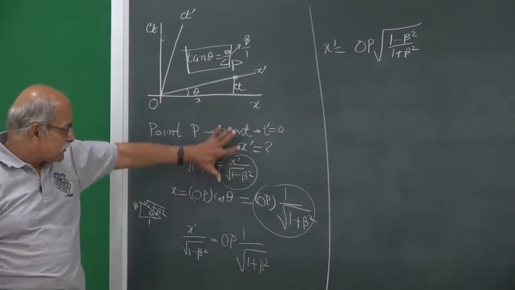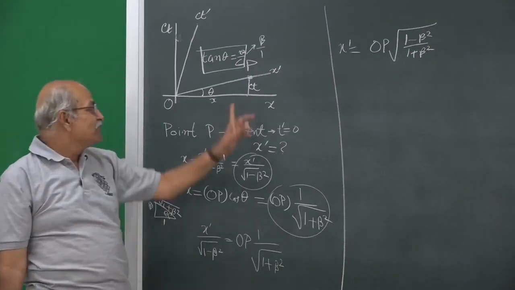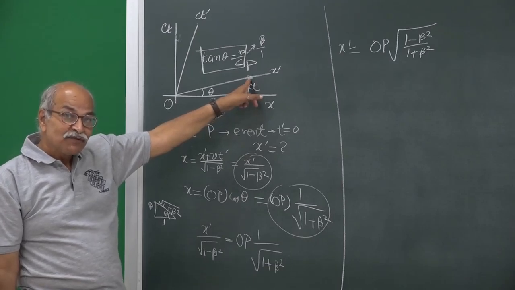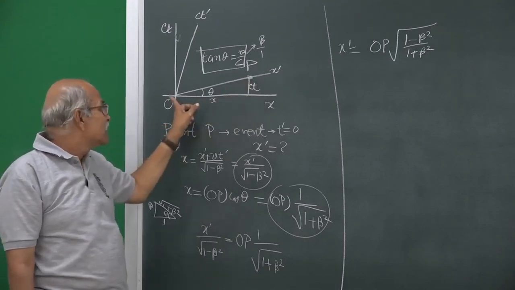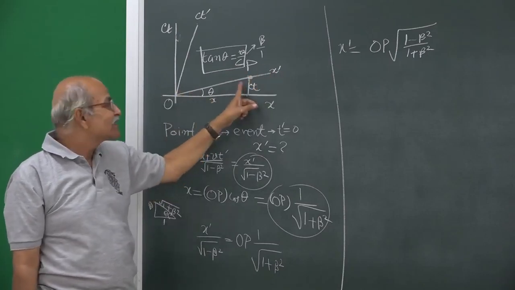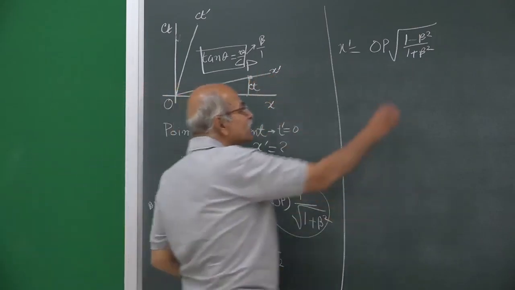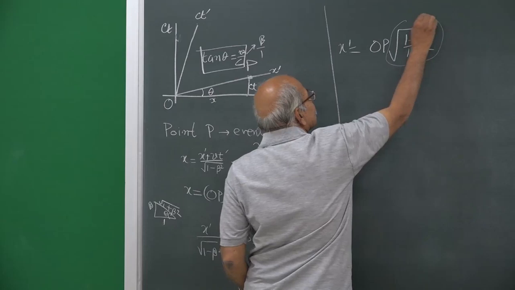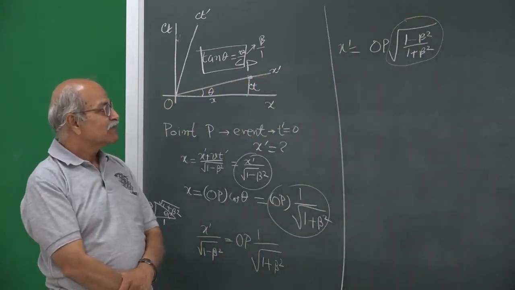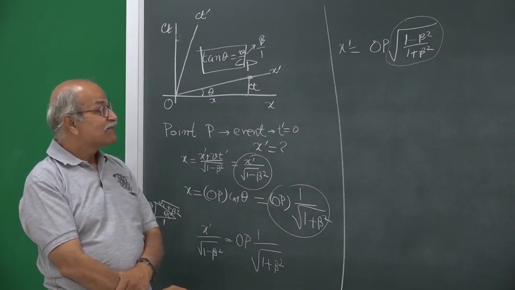So now this is our background calculation. My final recipe is, if you have a point P on the x prime line, what is the corresponding x prime? Measure this length OP on the x prime line and multiply by this factor, square root of 1 minus beta square divided by 1 plus beta square, and you get x prime.